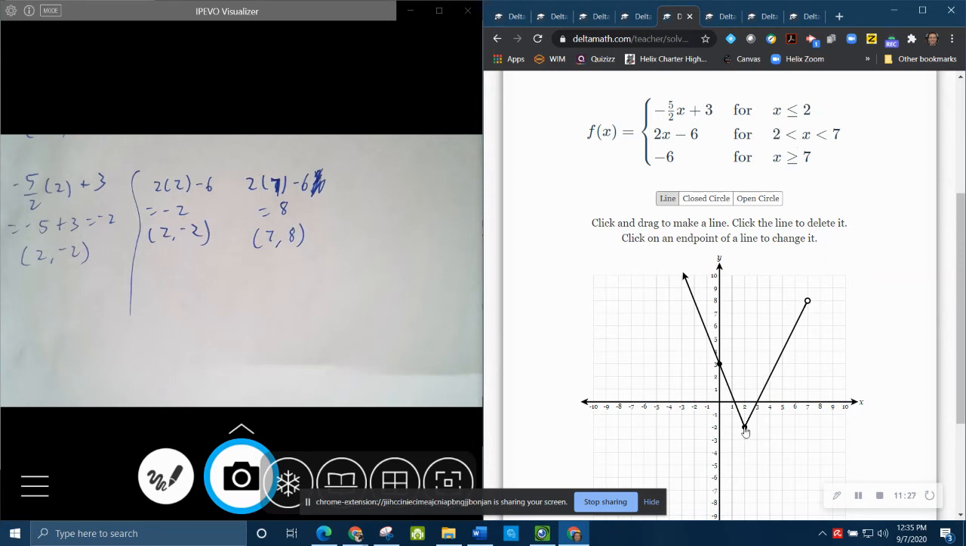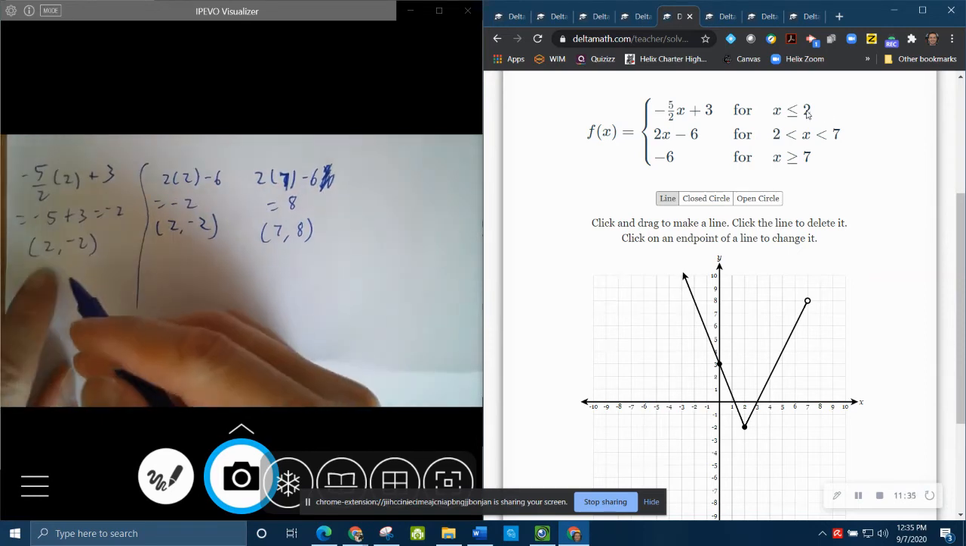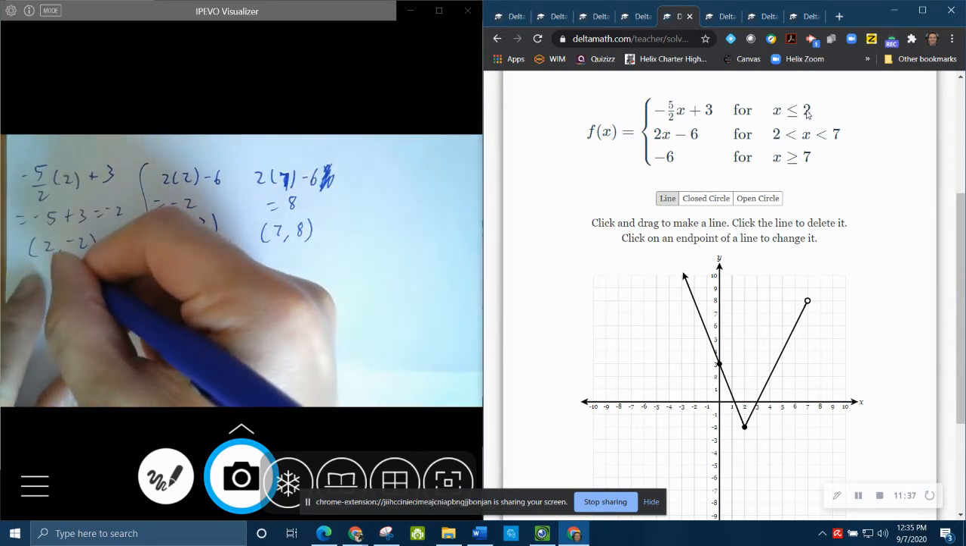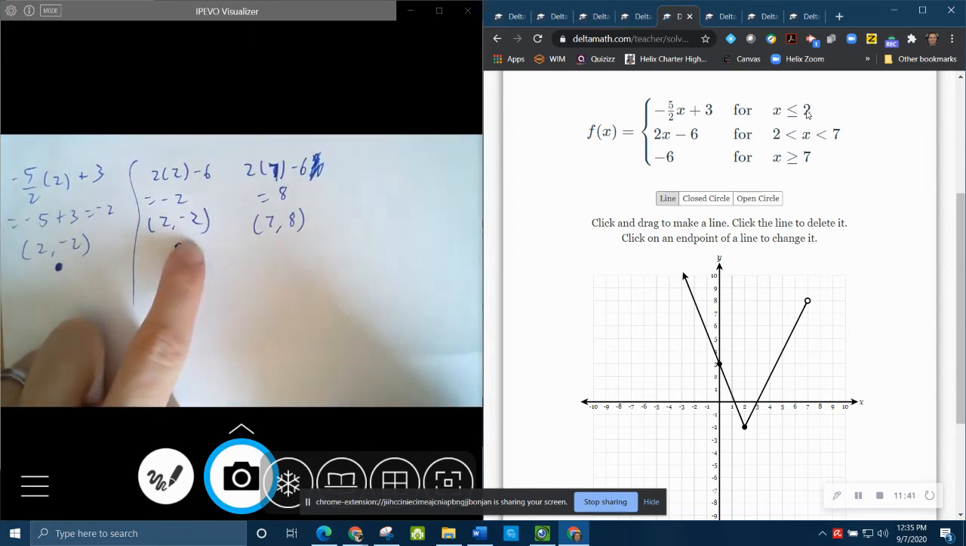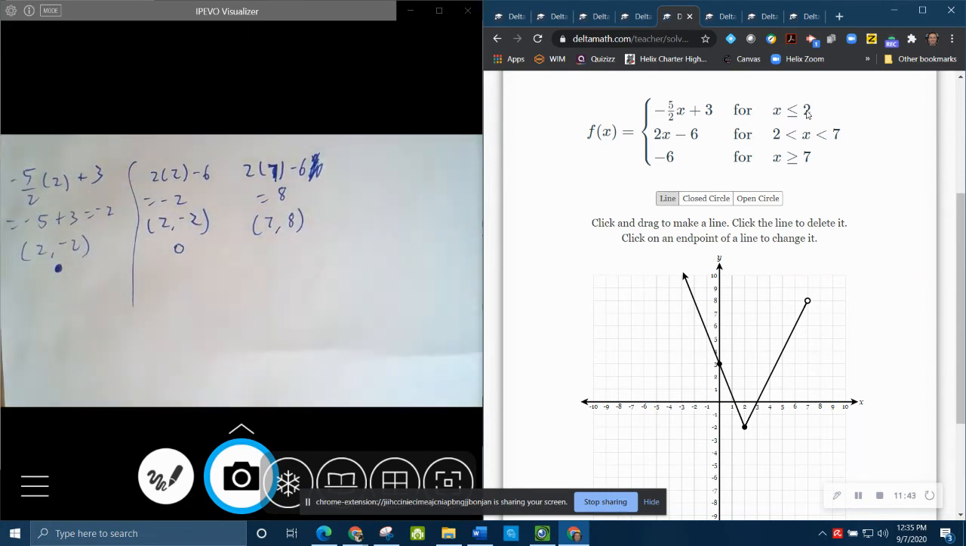We would normally change this point to an open circle. The thing is, we already had a point there. We already had a closed circle. So this one says what we did before. This one said a closed circle at 2, negative 2. And this one says an open circle at 2, negative 2. Well, which one wins? If one says a closed, one says an open, which one wins? What do you think? It is going to be the closed circle.